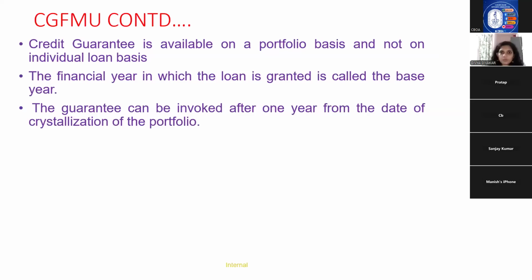Normally, what is this portfolio basis? In case of CGTMSC, we are doing it at individual level, right? It's not like that. This CGFMU is done on a portfolio basis. It's done together. This guarantee can be invoked after 1 year from the date of crystallization of the portfolio.